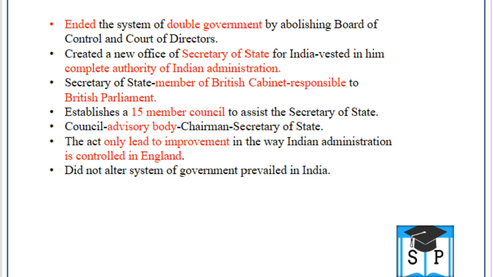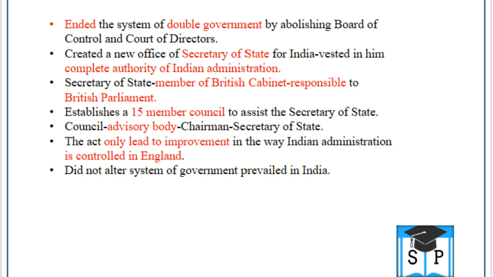Then, this Government of India Act of 1858 ended the system of double government in India. This ended the double government by abolishing the Board of Control and the Court of Directors. This act also created a new office called the Secretary of State for India. This office was vested with complete authority and control over Indian administration. This Secretary of State was a member of the British government and he was solely responsible to the British Parliament.